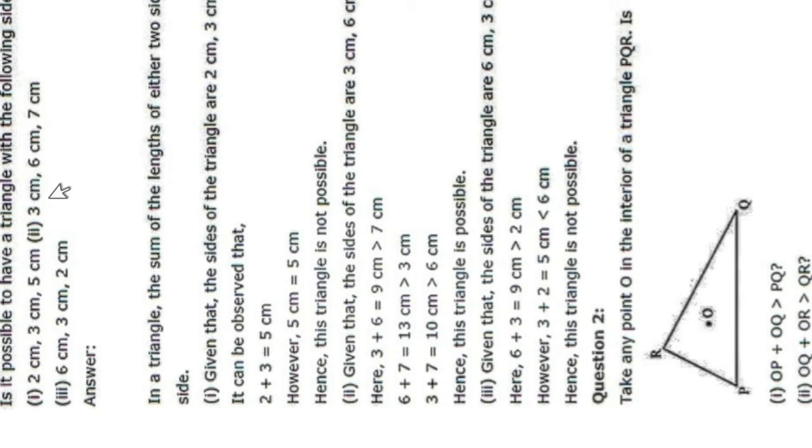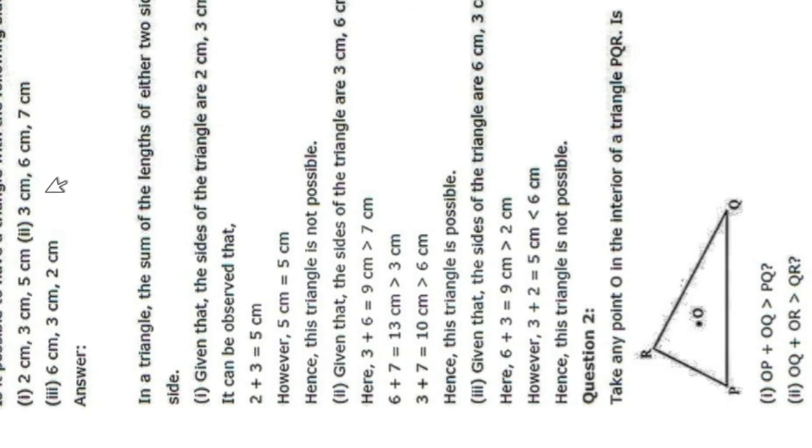Now the second one: 3 cm, 6 cm, 7 cm. Given that the sides of the triangle are 3 cm, 6 cm and 7 cm, we will add two sides and check whether it is greater than the third side or not. So 3 plus 6 equals 9 cm, which is greater than the third side, 7 cm. Next, 6 plus 7 equals 13 cm, greater than the third side, 3 cm. 3 plus 7 equals 10 cm, greater than the third side, 6 cm. Hence this triangle is possible. When it is greater than, the triangle is possible.